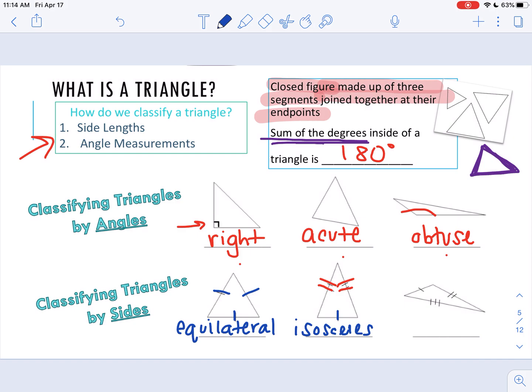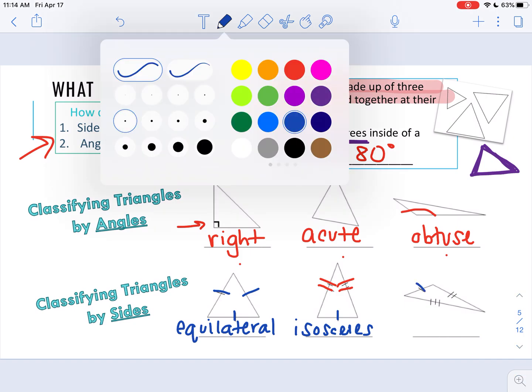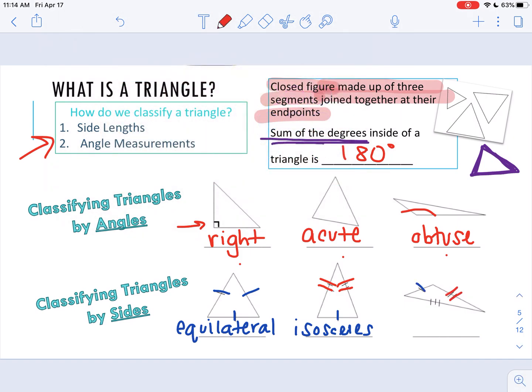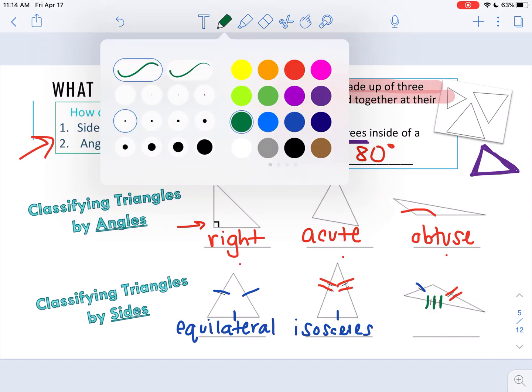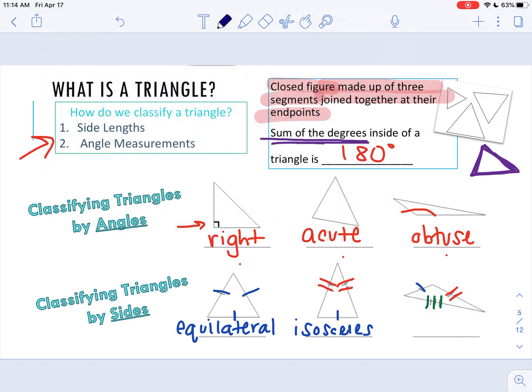Then we get to the last one. All right, so this is indicating that since it has all three different tick marks, that indicates that all three side lengths are completely different. They're not equal in length. So for instance, if one of them's 2 inches, the other one has to be different than 2 inches, and so on, okay? Now we take a look here. What do we call a triangle that has all three different side lengths? That's correct, scalene, all right?